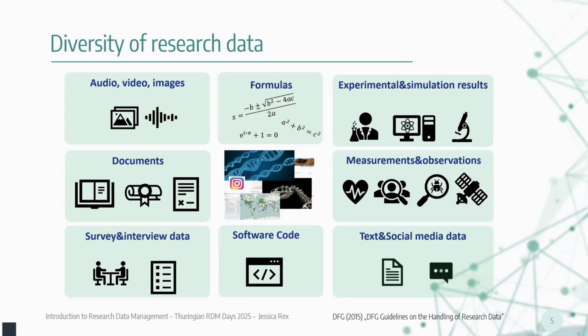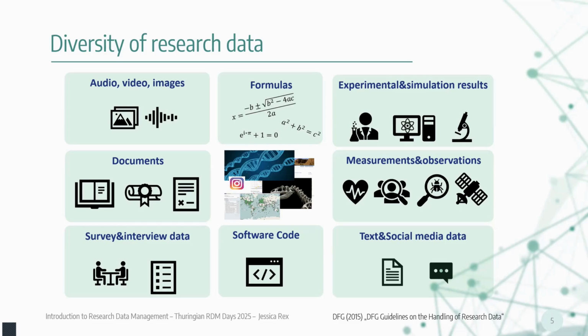They could be documents, for example, in the humanities. They could be survey and interview data, specifically in the social sciences. In the more technological oriented sciences, it could be also software code, algorithms, scripts, and so on. And they can also be simple text data or also social media data, Twitter, Instagram, and so on and so forth. So already we can see that the definition of research data is a very broad one.